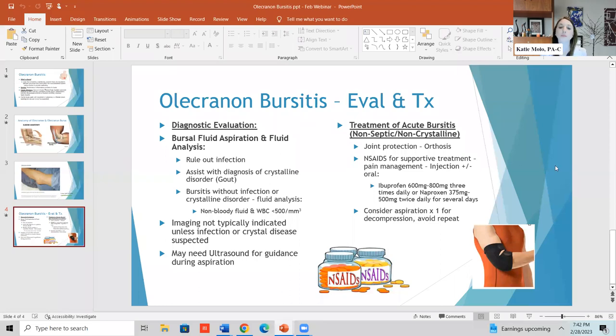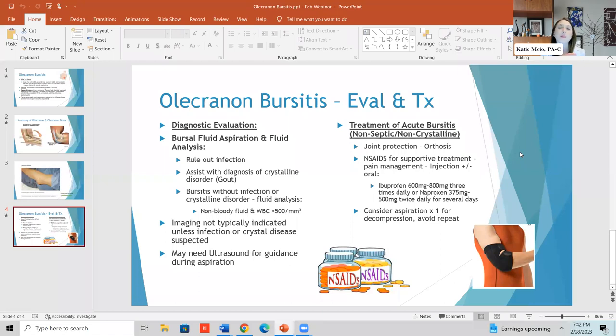You also want to provide them with NSAIDs if there's no contraindication to that. So NSAIDs are basically your ibuprofen, your Aleve, your Advil, your aspirin. Ibuprofen or naproxen is technically the most preferred regimen for these patients. And you want to do 600 milligrams to 800 milligrams of the ibuprofen 3 times daily, or naproxen, which is the generic name for Aleve, 375 milligrams to 500 milligrams twice daily. You want to do it for a couple of days.